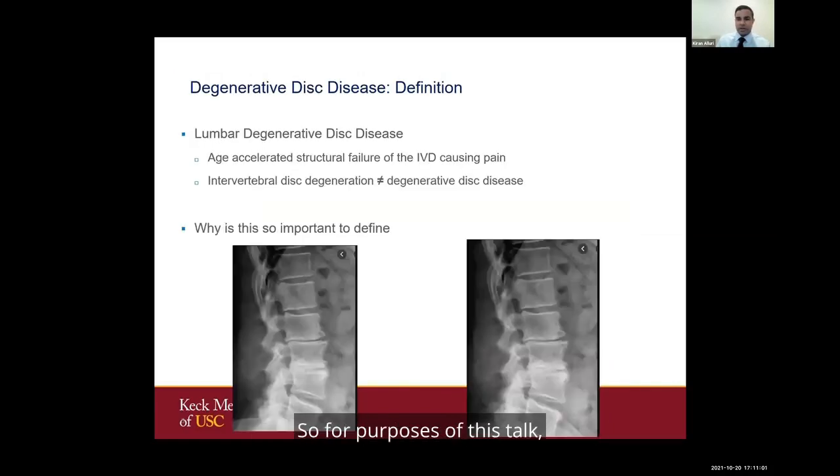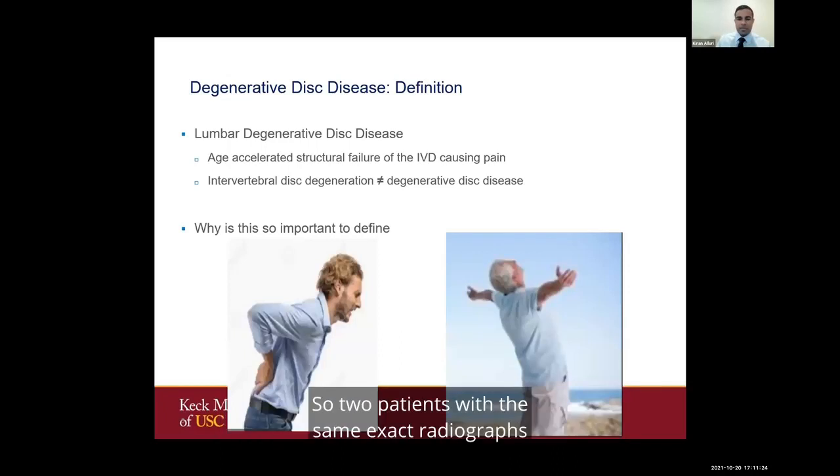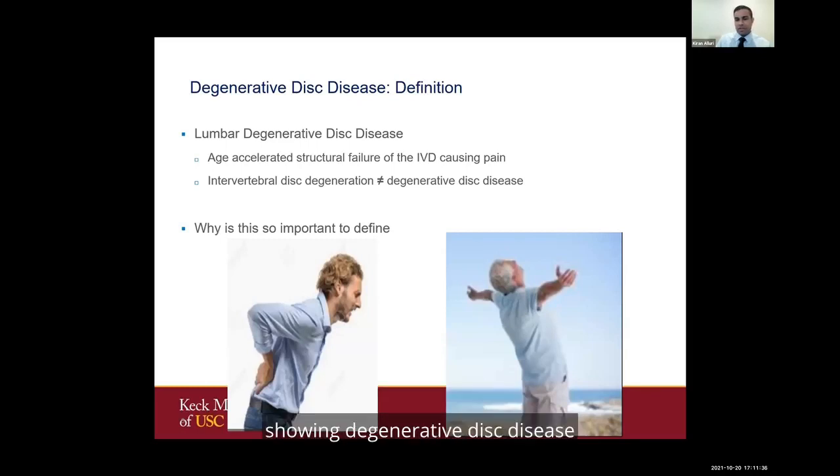So for purposes of this talk, I define degenerative disc disease as an age-accelerated structural failure of the intervertebral disc causing pain. The disease is different from regular intervertebral disc degeneration as seen on the radiographs because disc degeneration, as I'll go into on the following slides, is a natural phenomenon and is not necessarily indicative of a pathologic process or something we even have to intervene on. So two patients with the same exact radiographs can have completely different manifestations of those radiographs. One patient may have debilitating back pain, and another patient with the exact same radiograph showing degenerative disc disease may have no symptoms at all. And I would argue that patient doesn't even have degenerative disc disease.